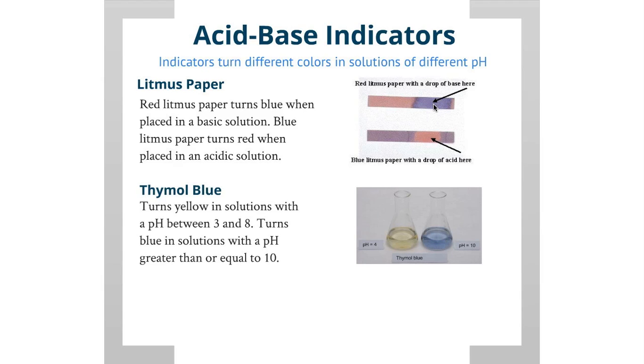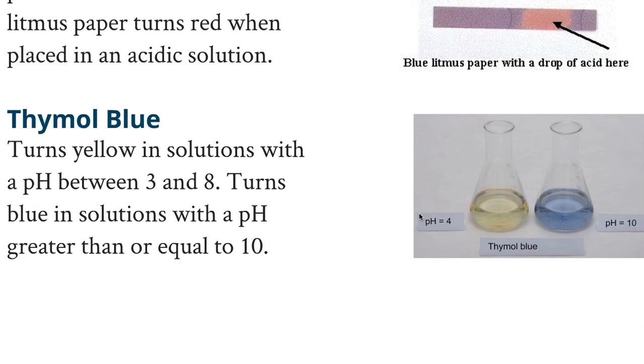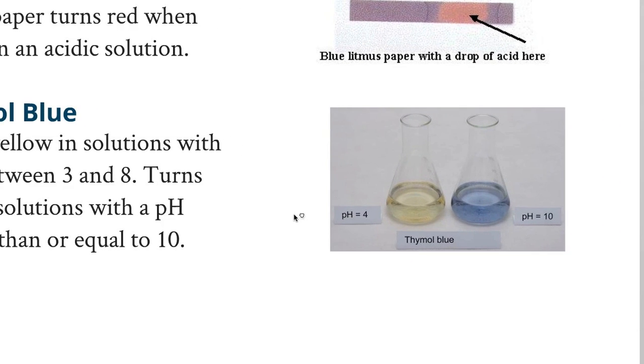Another indicator is thymol blue. It turns yellow in solutions with a pH between 3 and 8. But it turns blue in solutions with a pH greater than or equal to 10. So looking at this picture over here, thymol blue at a pH of 4 is going to turn yellow, as it's between 3 and 8. The pH of 10 is going to turn blue.